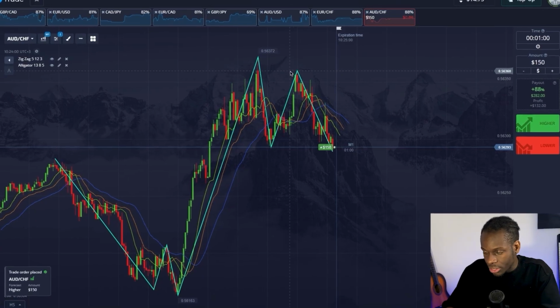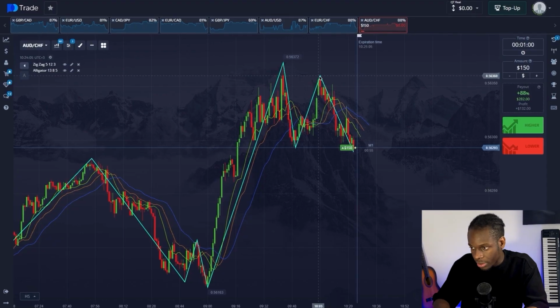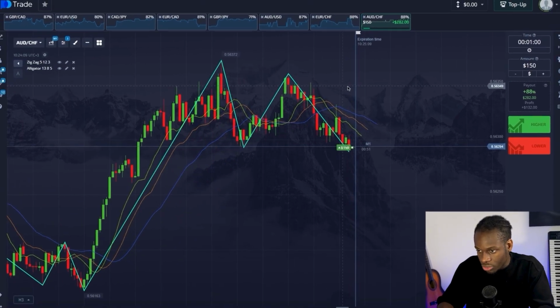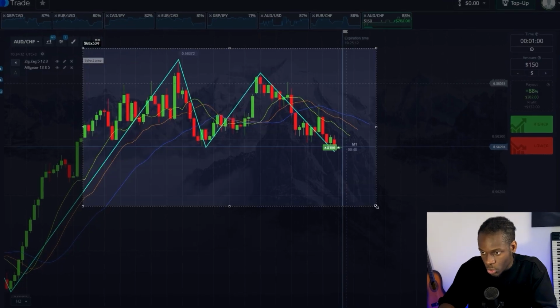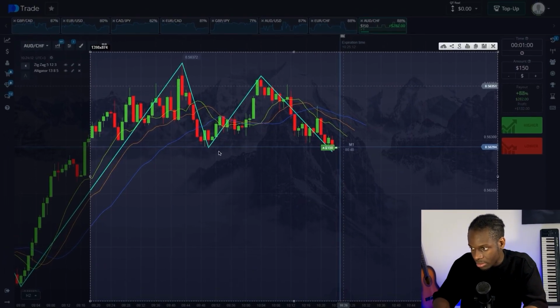So guys, let's get into it. Our first trade, we're going to open a long right here. And we can see we're following the trend on this one as well because it's an uptrend. But let me just zoom in a bit and I'll explain the technical analysis behind that.